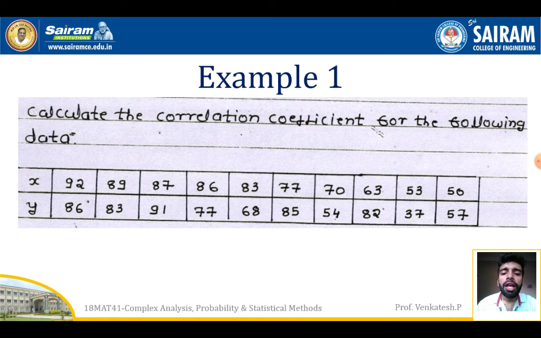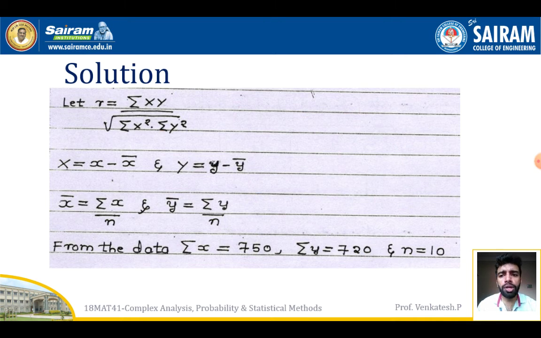Example number 1. Calculate the correlation coefficient for the following data. The data is given like this: x is equal to 92, 89, 87, 86, 83, 77, 70, 63, 53, 50. Y is given like 86, 83, 91, 77, 68, 85, 54, 82, 37, 57. For this data, we are supposed to estimate the correlation coefficient.